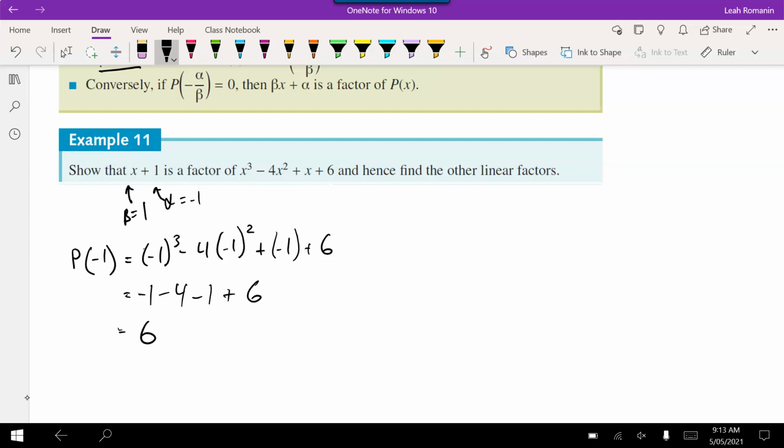So that is going to give me 0. Negative 1 minus 4 is negative 5, minus another 1 is negative 6, plus another 6. Sorry, I wrote 6, I meant 0. It's going to give me 0. So this tells me that x plus 1 is a factor. It is a factor because it's given me 0 when I've substituted it in. Cool?